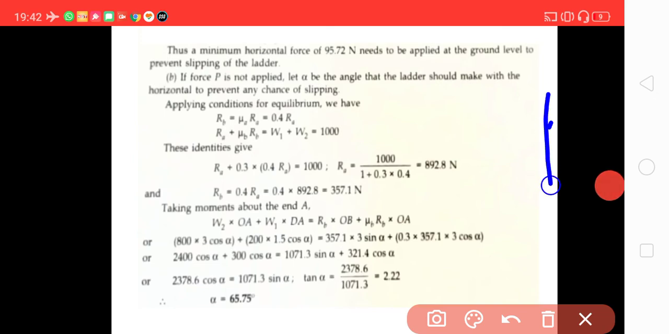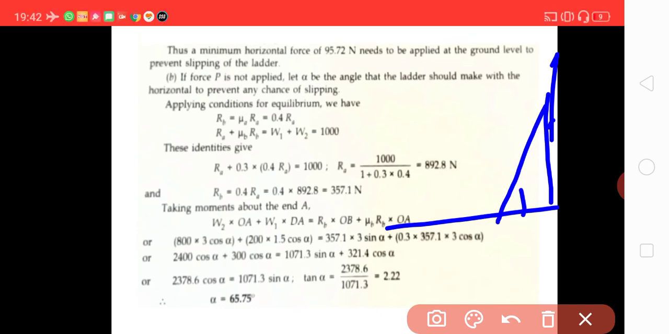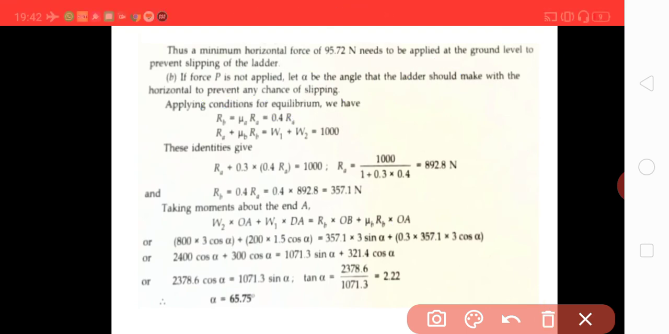Here, what should be the angle? Of course, alpha will always be greater than 60 degree. This is sure. Otherwise, ladder will slip. But what will be the angle alpha? Let us find out here. Same way we will proceed. RB equal to mu A RA, or 0.4 RA.